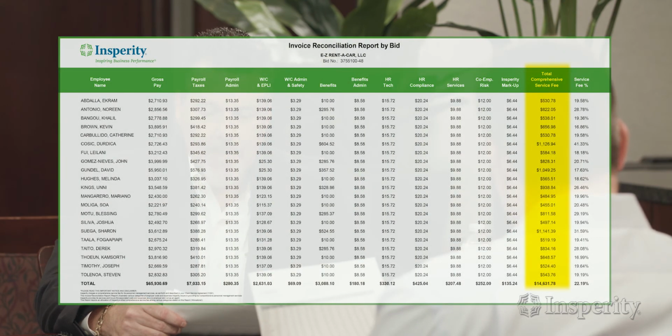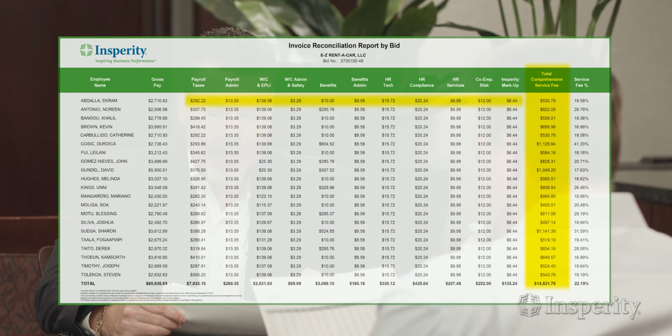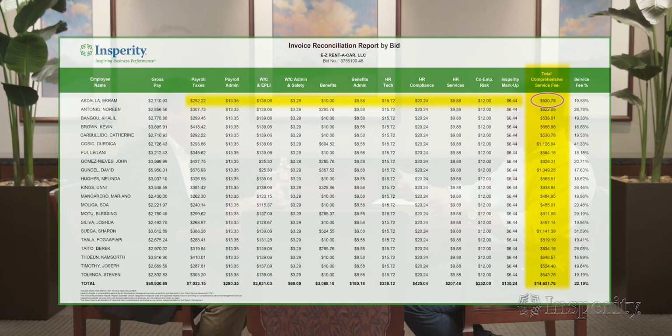Okay, great. The next category is the comprehensive service fee, and really all that is the total overhead on a per employee per payroll basis. So if you were to add payroll taxes all the way over to the markup category, which you don't have to do, this does it for you. But you would get a total of $530.78 on that first employee that you see there. I gotcha.